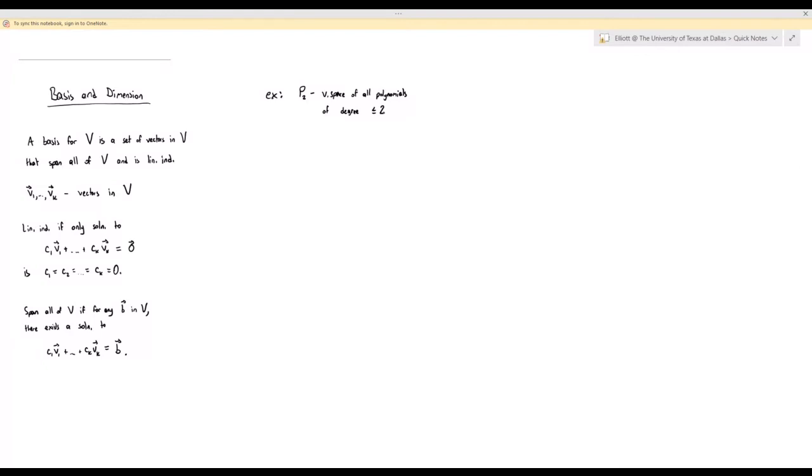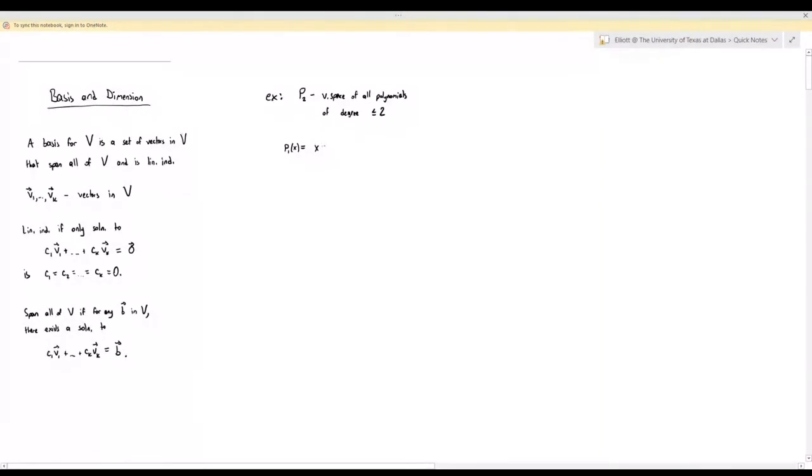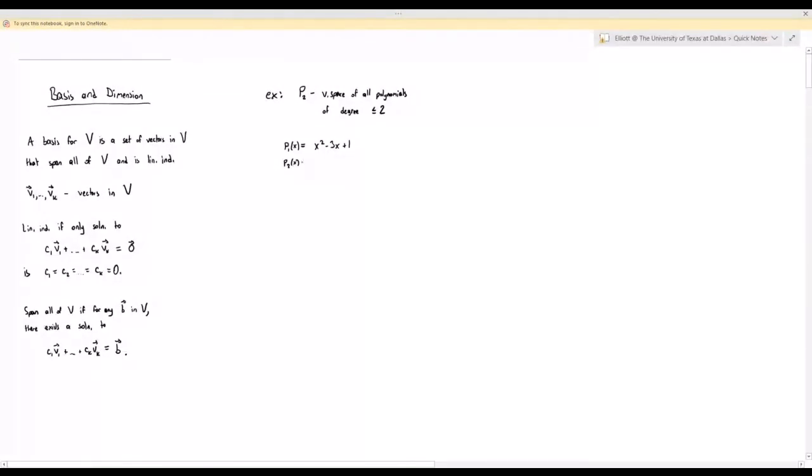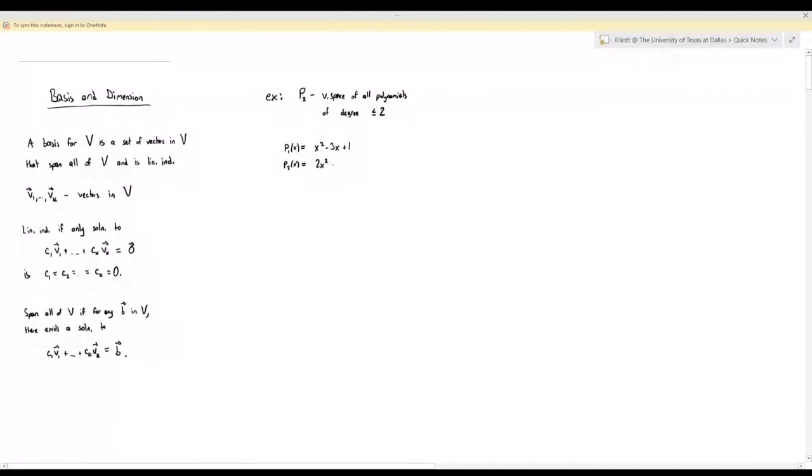And then let's say we have 3 polynomials. Say the first polynomial p1 is x squared minus 3x plus 1. Say the second polynomial p2 is 2x squared minus 2x minus 2.